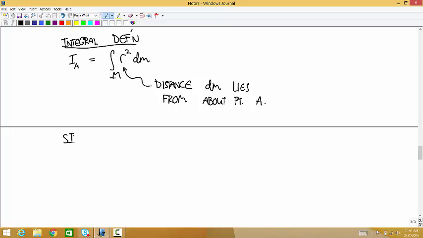The SI units for mass moment of inertia about a point are kilogram meter squared.